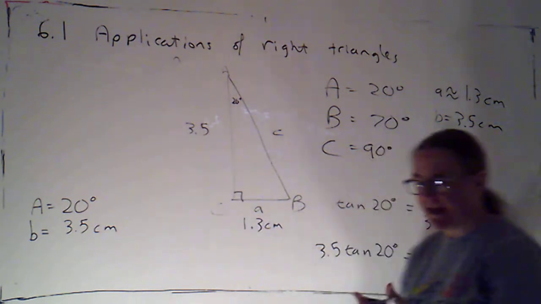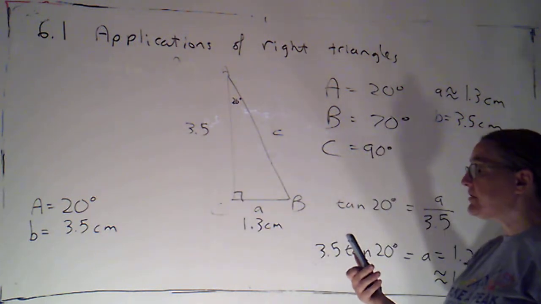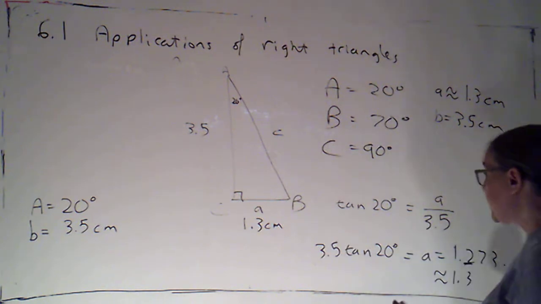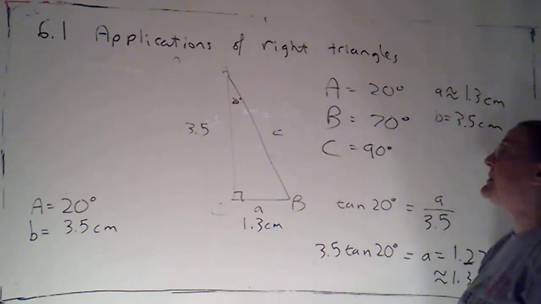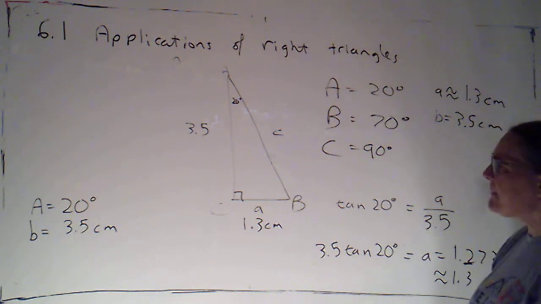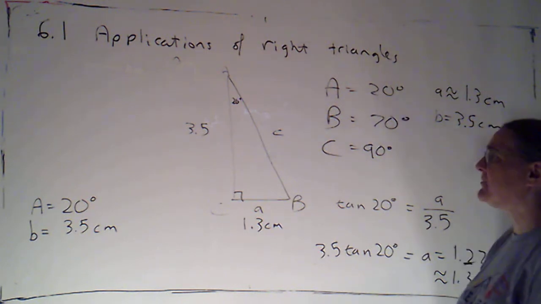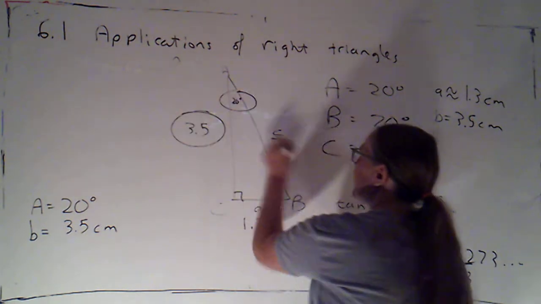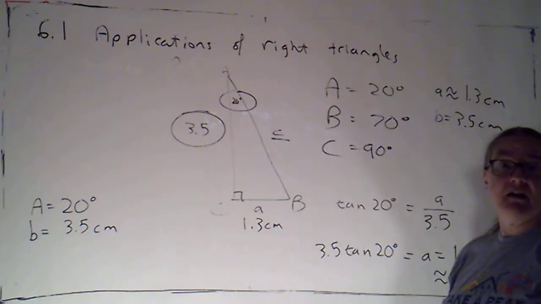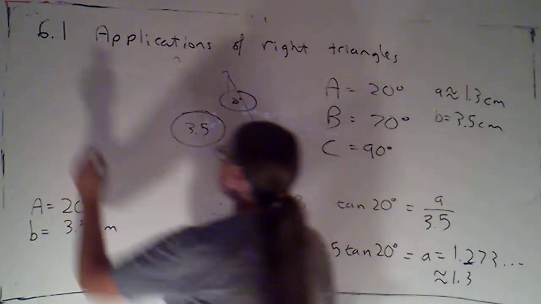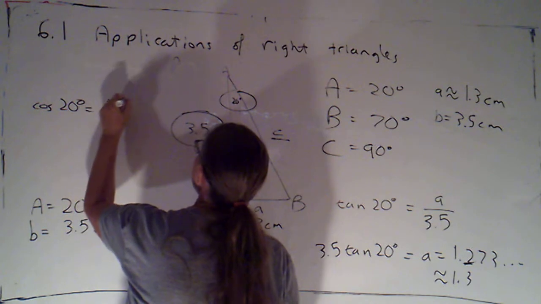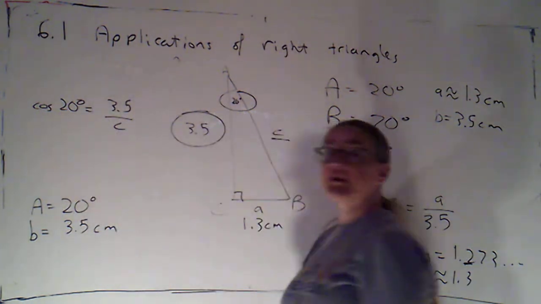Now, one way I could get around that is I still have the 1.273895, blah, blah, blah in my calculator. So I could go with that, which would be a little bit more exact. But what I'm going to do instead is just use the given information. I'm going to say this was given and this was given, and I want to know C. I'm thinking let's use cosine. So I can say cosine of 20 degrees would be 3.5 over C.